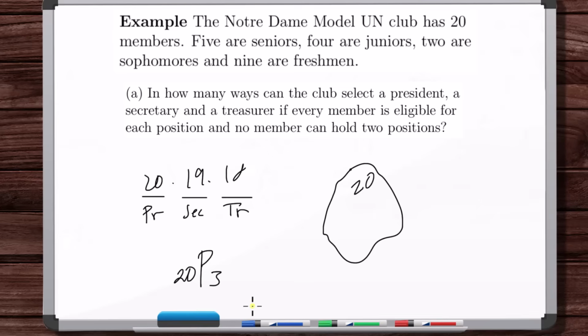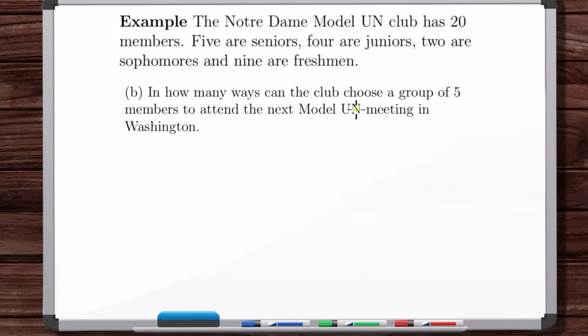That's what 20P3 is. But you do want to count, though, if Philip comes here, Tim comes here, and those switch, you count that, and that's what the permutation does. So 20P3. And how many ways can the club choose a group of 5 members to attend the next Model UN meeting in Washington? So sounds like the order doesn't matter, and you're just picking from the group.